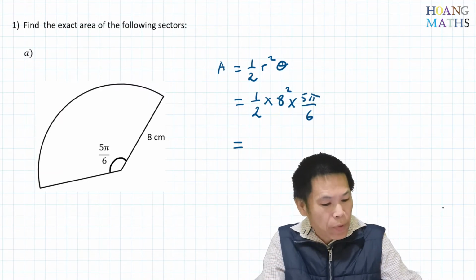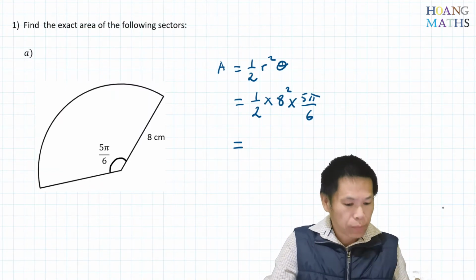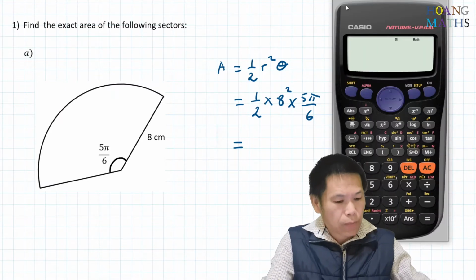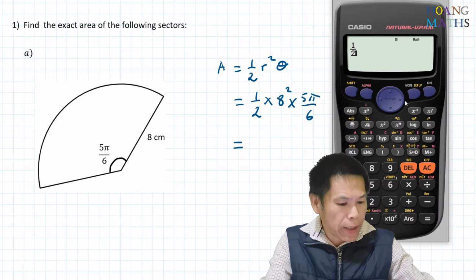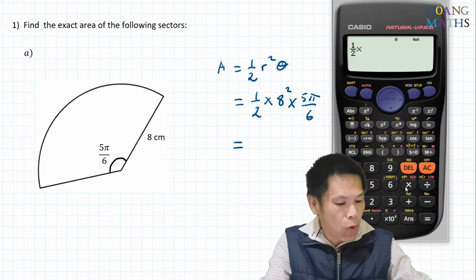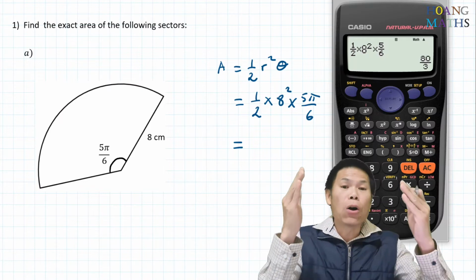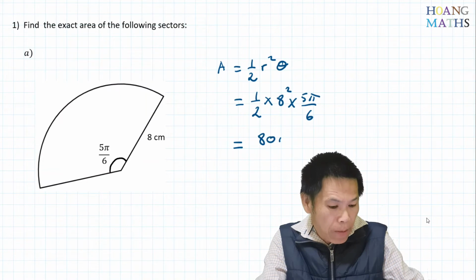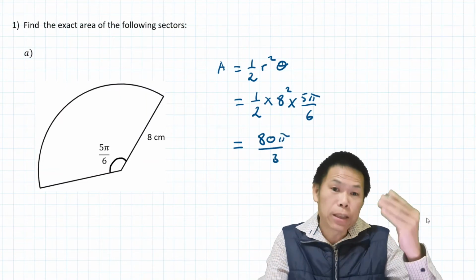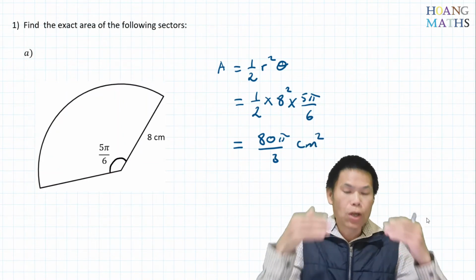Because I want to work out the exact value, I just put that in a calculator. I go a half or 0.5 if you like, and multiply by 64 or 8 squared if you like, and then multiply by 5 over 6. There you go. So 80 pi over 3, and don't forget the units. The unit is square centimeters. There you go.